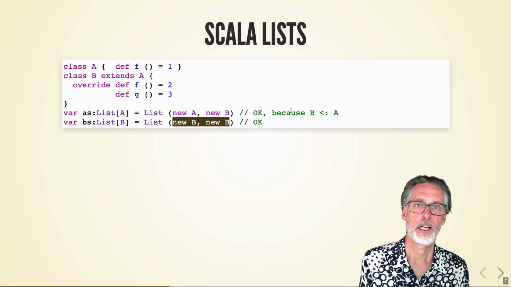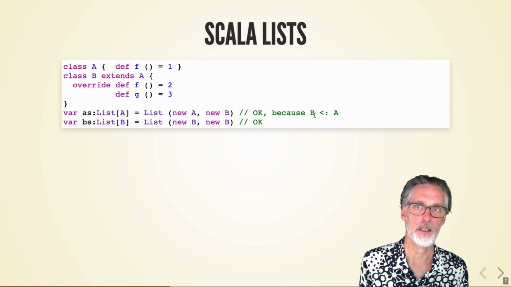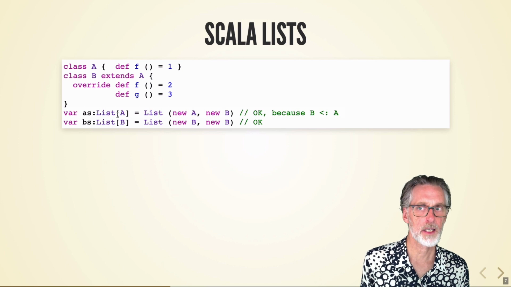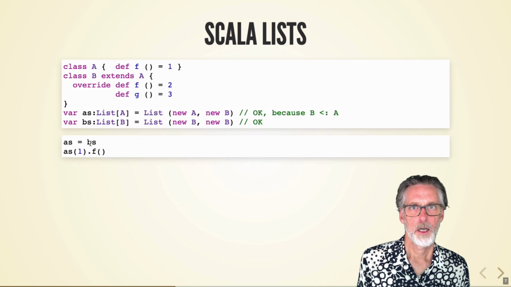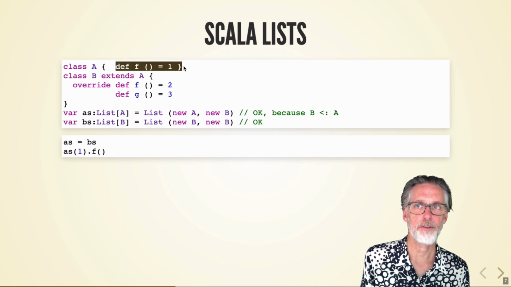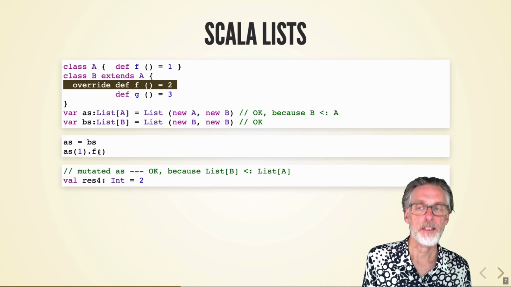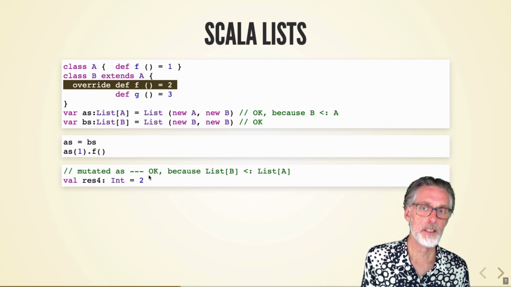These are both fine. And this top line works because of subclassing, because every bird is an animal. It's okay to think of the birds as animals in this list. But can I take a list of birds and treat it like a list of animals? Is that safe? Well, it's okay, because what can I do with the animals? The only thing I can do with the animals is invoke f. And in fact, all the birds are going to have an f. It's an overridden f, a different f, but it's still an f. And so this is fine.